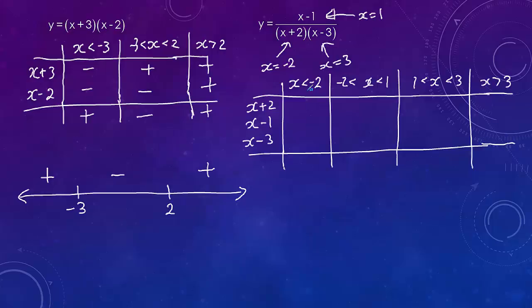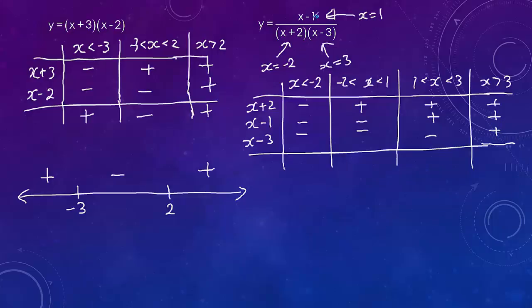So just choose something that's to the left of negative 2, like negative 3. Every single one of these is negative. Between negative 2 and 1, this one has now become positive, and these are still negative. Between 1 and 3, the first two are positive. Just choose 2, for example. This would be 4, this would be 1. This is still negative 1. And then as soon as we're more than 3, they're all positive.